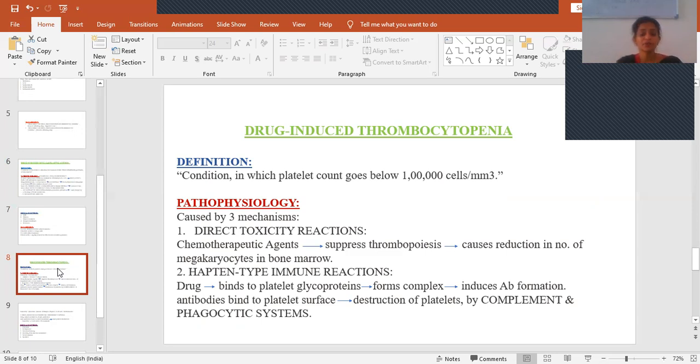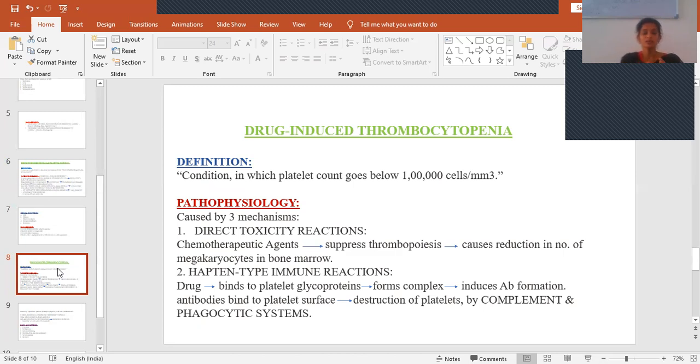And then hapten type immune reactions. When the drug goes and binds to platelet glycoproteins, which are present on the platelet surface, it forms a complex. That complex we call a hapten, right? When this complex is formed, it will induce antibody formation, and these antibodies bind to the platelet surface. Whatever antibodies were produced against this complex will bind to the platelet surface, thereby causing destruction of platelets by complement and phagocytic systems.